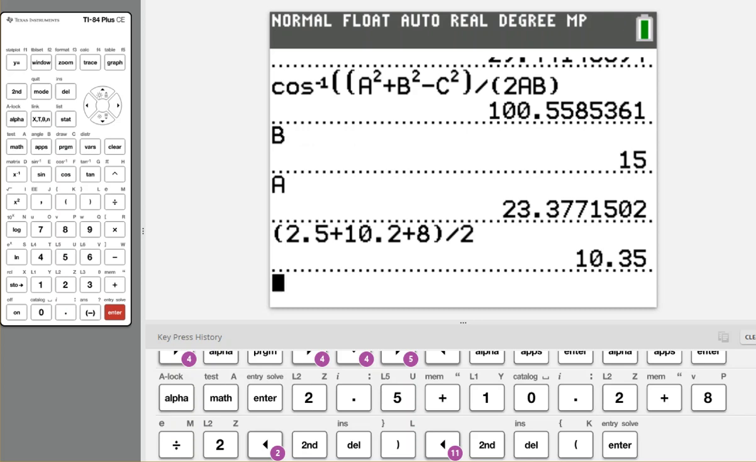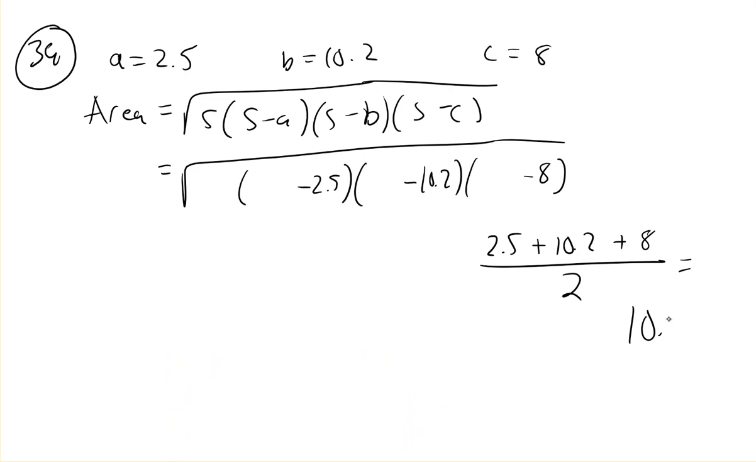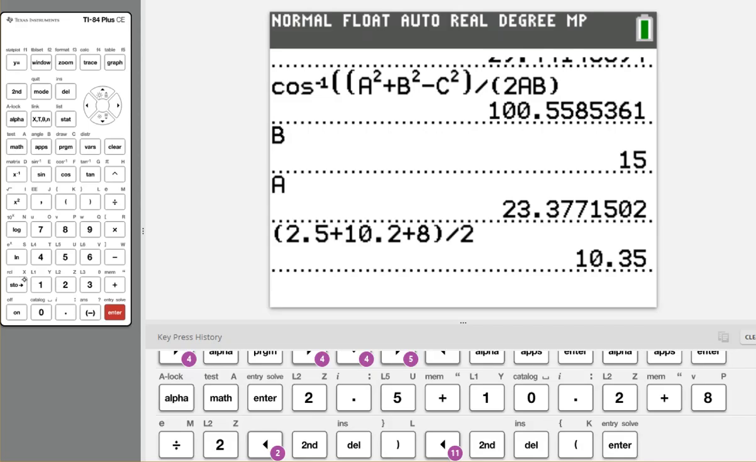Okay, well that's supposed to be S. S is 10.35. Now we just need to plug all that in our calculator at once. For convenience, I'm going to use that store feature again because I think it makes it easier to do. I'm going to store this as S.